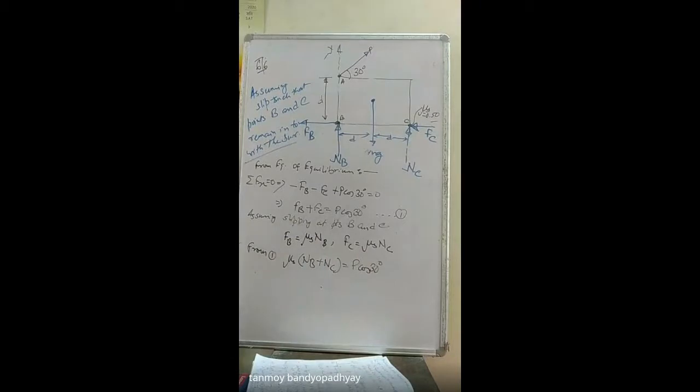Okay? So let's call it equation number 1. So this is what we get by making sigma Fx equal to 0. Okay? Look, up to now if it is clear, we will proceed a bit. Yes, sir.